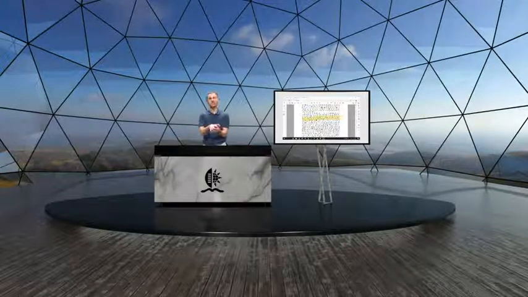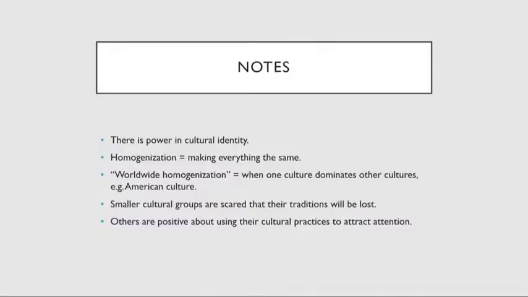So homogenization is when other cultures begin to adapt and change to that one culture and become more and more like it, so that it's one. Homo means one, okay? So that's important. When you don't understand a word, look it up and write the meaning of it, okay? So let's have a look at what we might write in our notebooks.